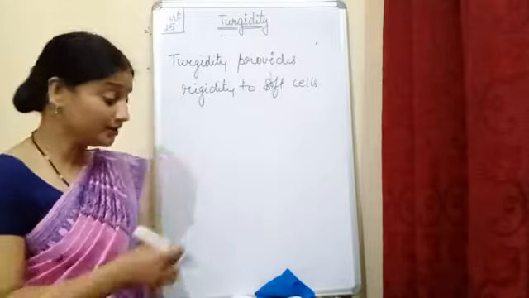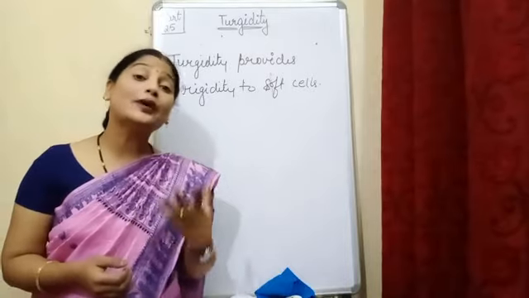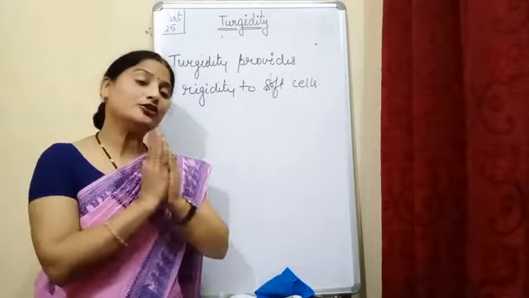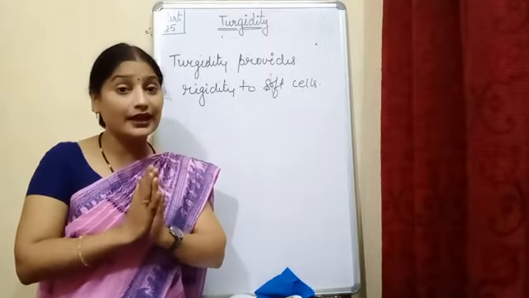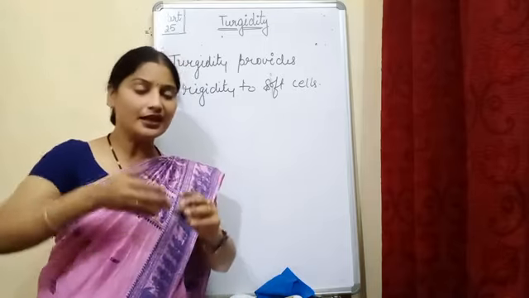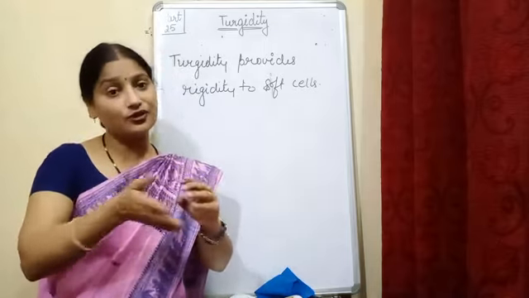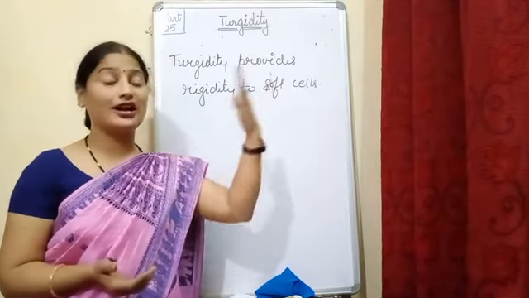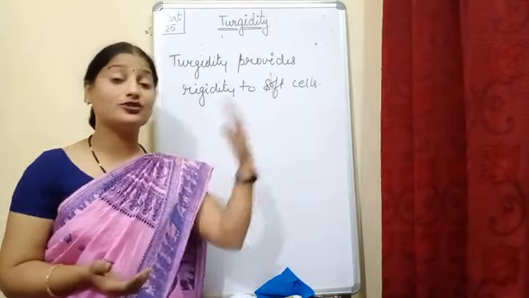Now see what happens. Because of this turgidity, the cell swelled up, and because of the swelling of the cell, the soft cells regain a proper rigidity, and because of this rigidity, they grow, and if they grow, then they can make cracks in the soil as well as we can see cracks on the walls also. So this is one more significance, that is turgidity provides rigidity to the soft cells.